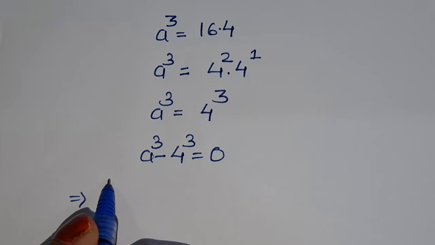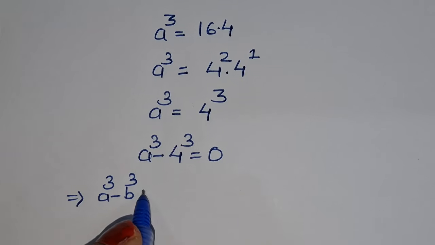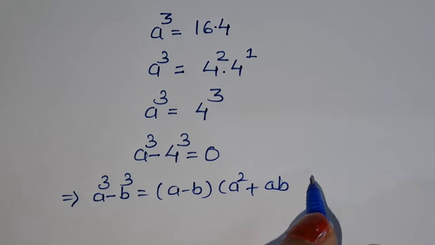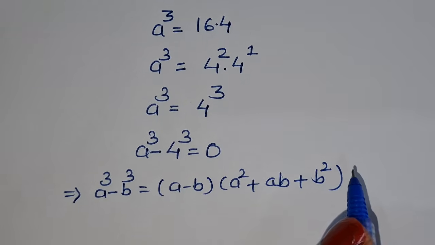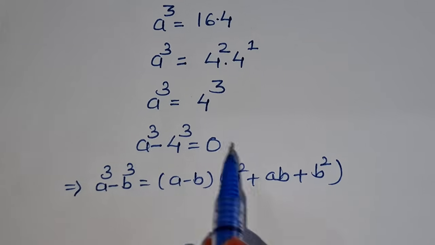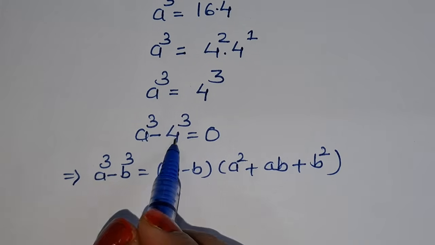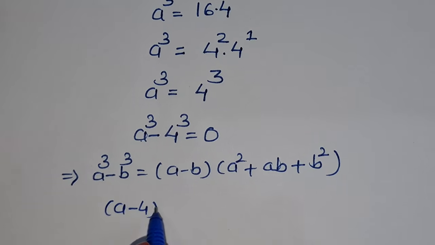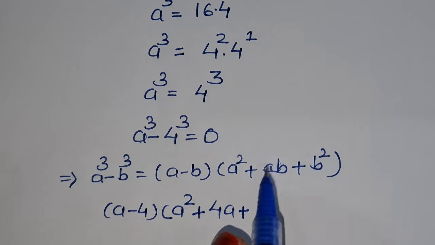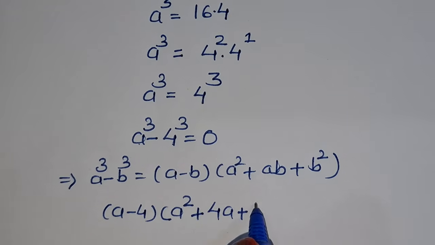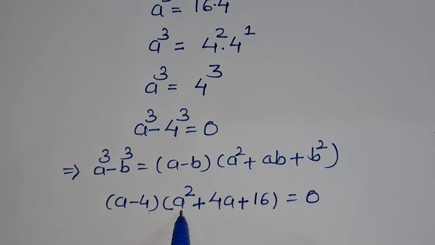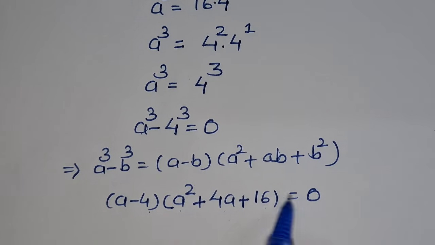We know one formula: a cube minus b cube is equal to a minus b times a square plus ab plus b square. This is the formula. Now we have to use this formula in this equation. So a cube minus b cube is equal to a minus b, so it becomes a minus 4, times a square plus 4a plus b square. B is 4, so 4 square, that is 16, is equal to 0. Now a minus 4 equal to 0 and a square plus 4a plus 16 equal to 0. We got these two equations here.